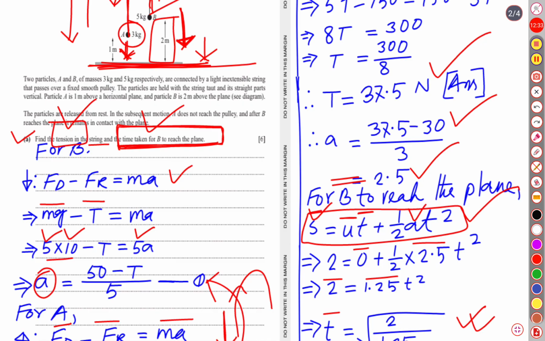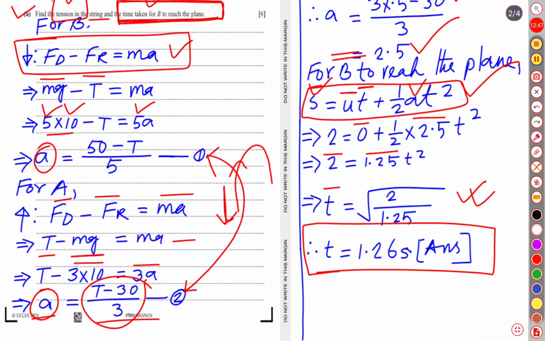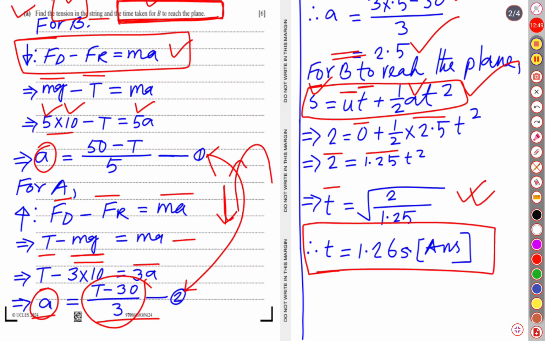So Newton's law: we know B is coming down, so the driving force minus the resistance force, and the same goes for particle A. For particle A, we applied the same concept, because this is nothing but force and motion. After that, we have obtained A as well as T, the acceleration as well as the tension. The same tension and acceleration have been applied in the solution of the second part.